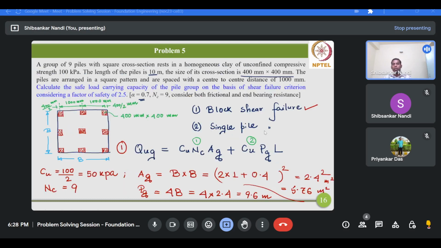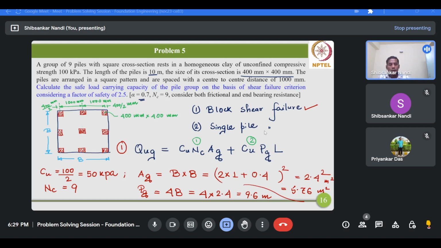So, to determine the safe load carrying capacity of a pile group, you have to consider two criteria. The first one is block shear failure and the second one is single pile failure. You have to take the minimum of these two as the final ultimate load carrying capacity, and you have to divide that final ultimate load carrying capacity by the recommended factor of safety to get the safe load carrying capacity of the given pile group. Okay.